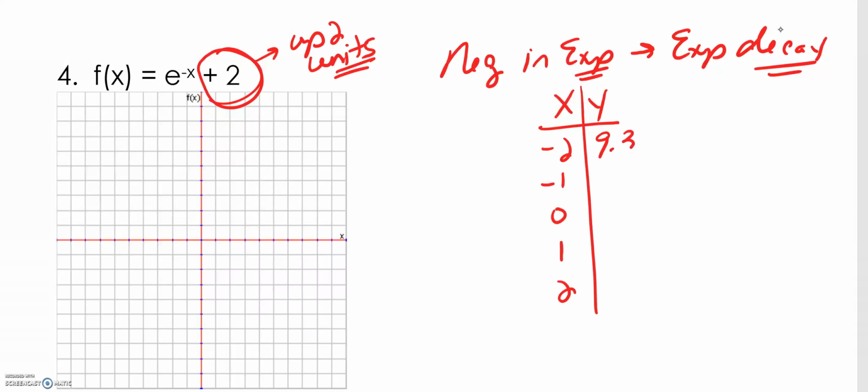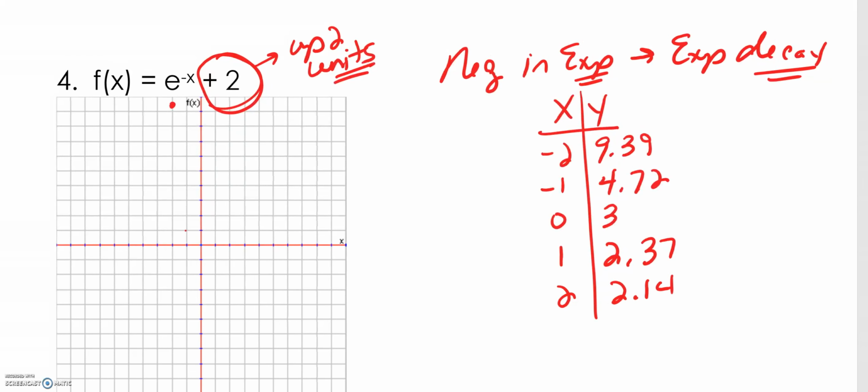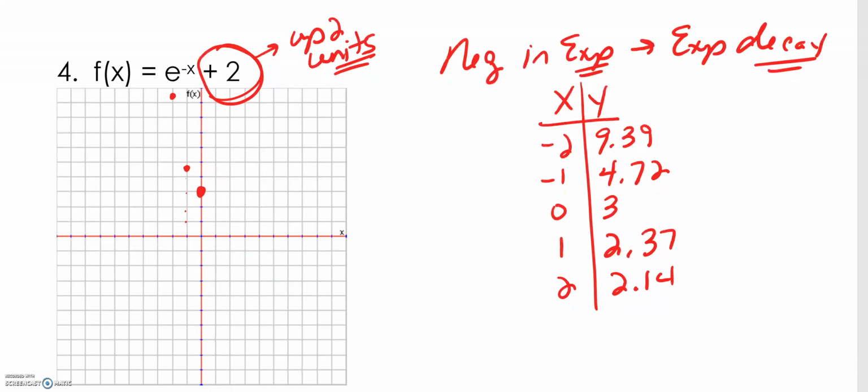-2 is approximately 9.39. -1 is 4.72. 0 is 3. 1 is 2.37. 2 is 2.14. All right, so -2 is 9.3, which this graph only goes up to 10, so it's right about there. -1 is 4.7. 0 is 3. 1 is 2.37. 2 is 2.14. Okay, so exponential decay, it starts up high and then it comes down low and then it flattens out.